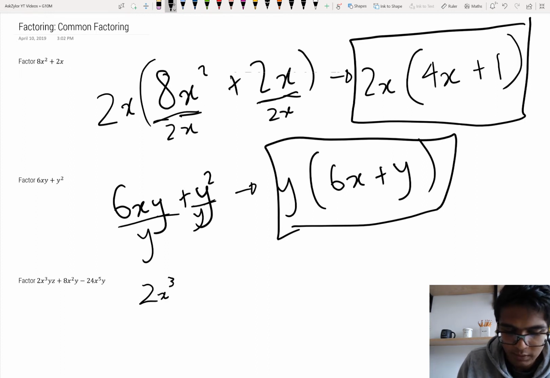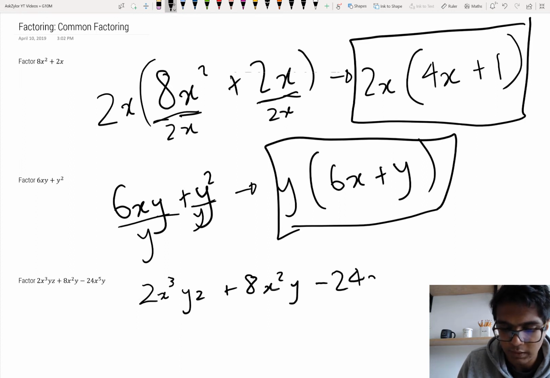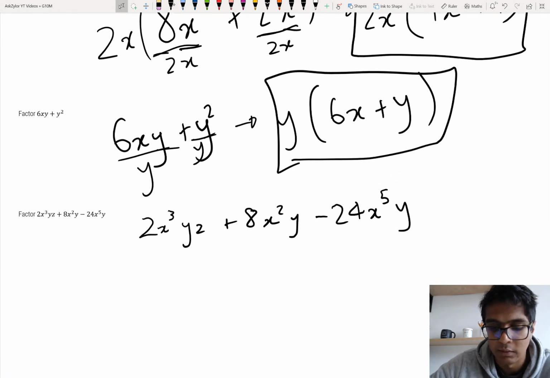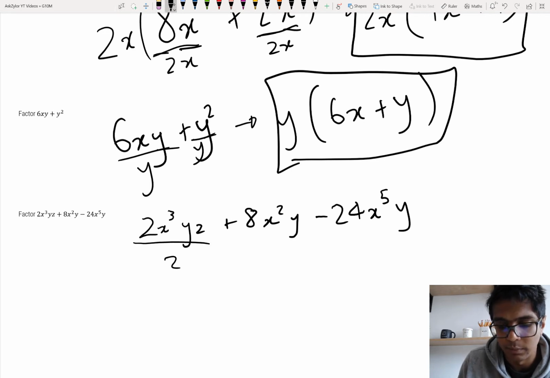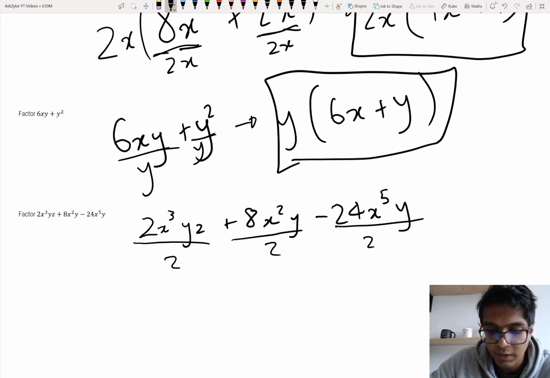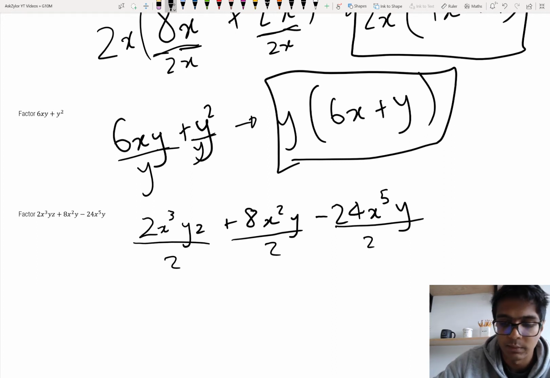So we have 2x³yz + 8x²y - 24x⁵y. Once again, we have to look at whether there is any common factor that I can take out from every single term. I should look at the coefficients first. I have 2, 8, and 24, which should be evident that 2 is a factor of all the terms, so I can take out a 2 from every single term. Then I'm going to look at whether there is an x in every single term. There's x³, x², and x⁵, so the biggest term I can take out from all of these is going to be x².